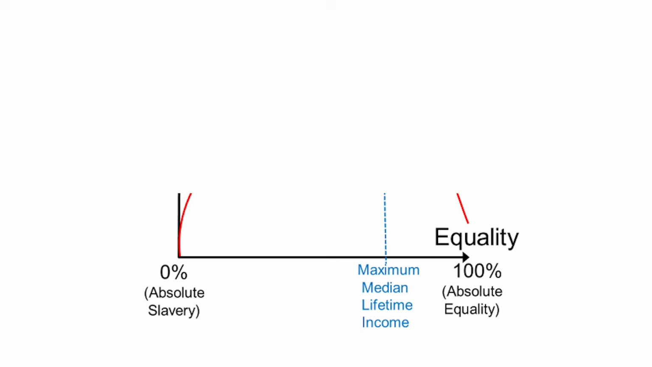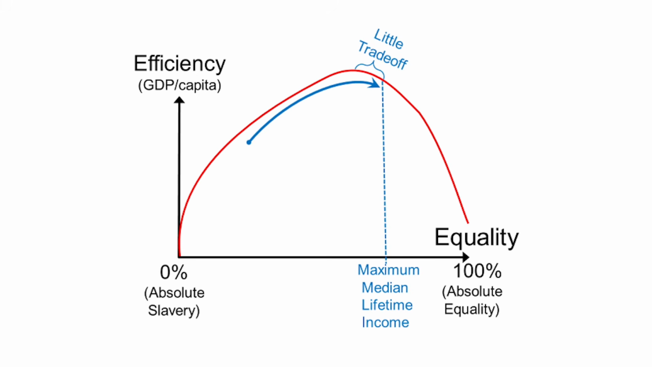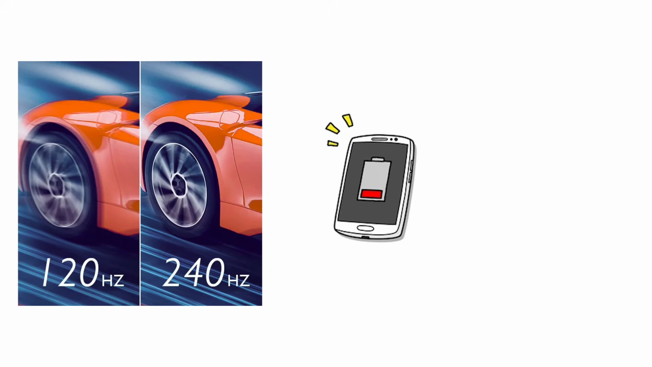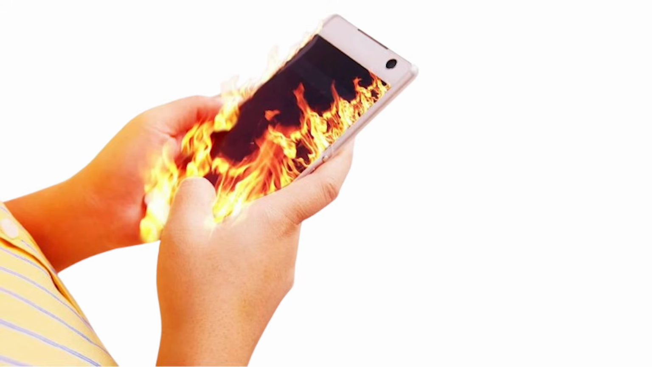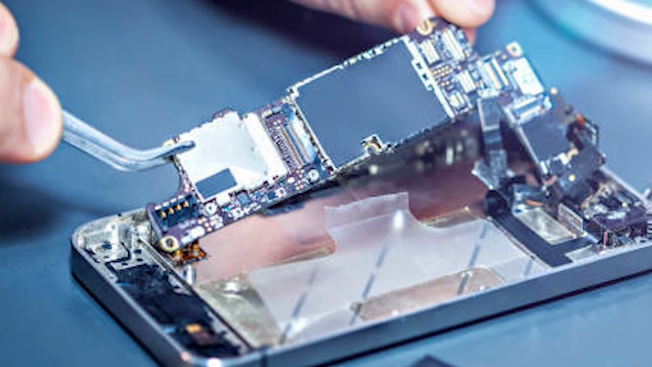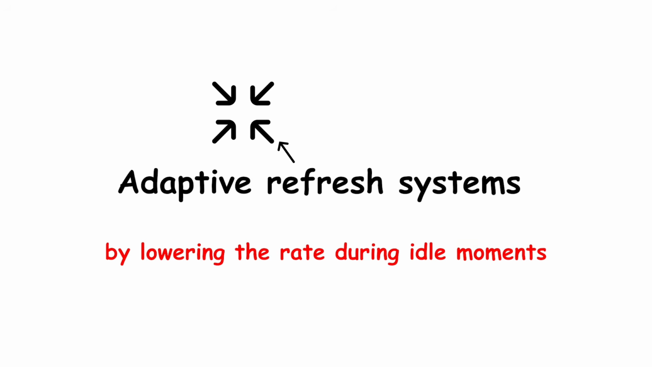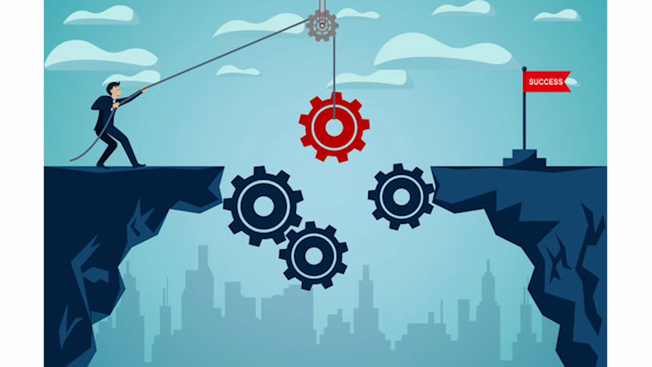Finally, there is always a trade-off between smoothness and efficiency. High refresh modes consume more battery power and generate more heat, since the display and graphics processor must work harder. Adaptive refresh systems try to minimize this by lowering the rate during idle moments, but the balance between performance and endurance remains a key design challenge.